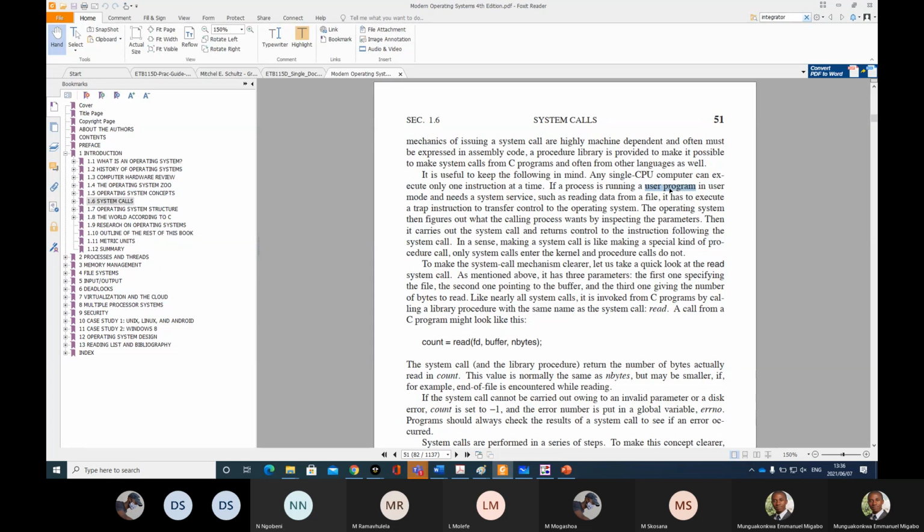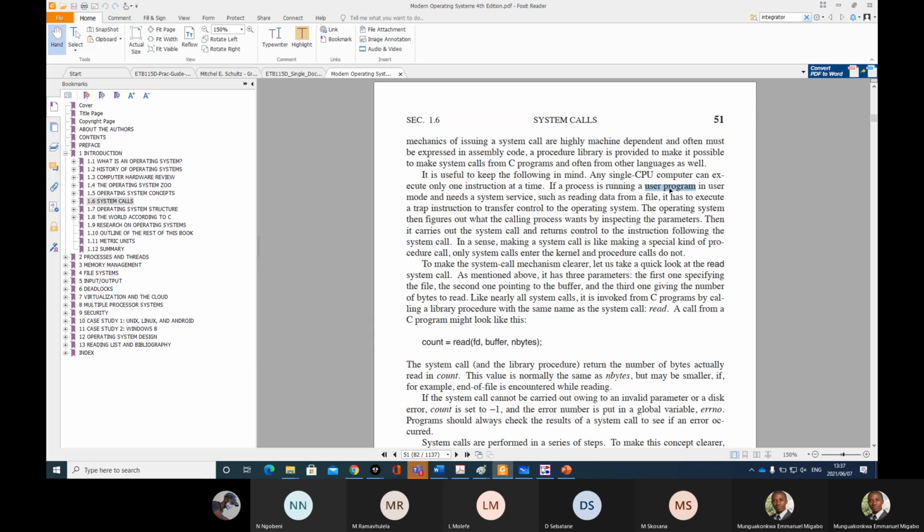To make the system call mechanism clear, let us take a quick look at the read system call, so the act of reading a file. As mentioned above, it takes three parameters. A read system call will normally have, besides the command, the file you are reading, the destination after reading, and how much of that file you want to read. Those are the three parameters that you must have in a read system call, for example.